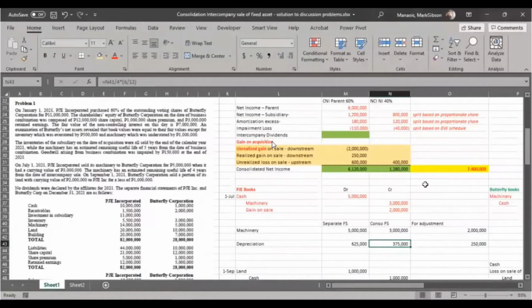No? So, therefore, there's overstatement in depreciation. So we have also to account for that. So we call it realized gain on sale of downstream. That's 250,000. So kung napansin mo, in-eliminate na natin yung unrealized gain on sale, and at the same time we also account for the correct depreciation in the consolidated financial statement. No? So that's how important to understand the concept of downstream and upstream.